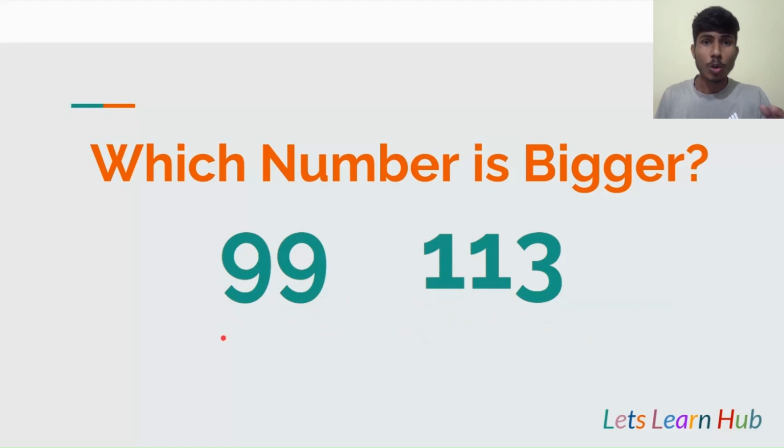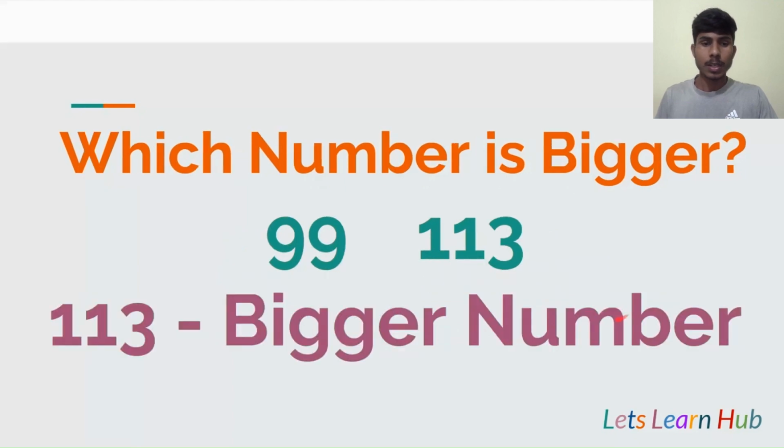Based on the number of digits comparison, we can directly tell which number is bigger. Here 99 has only two digits and 113 has three digits, so 3 is more than 2, so 113 will be the bigger number. Okay, 113 is the bigger number.